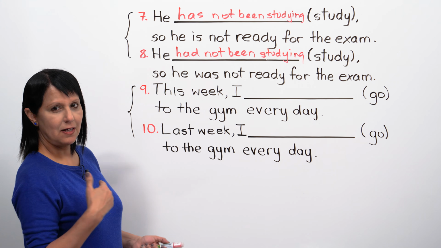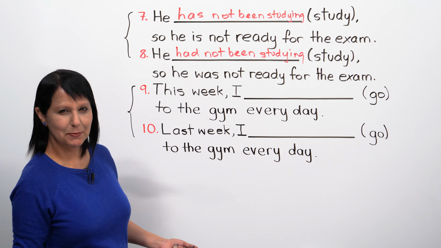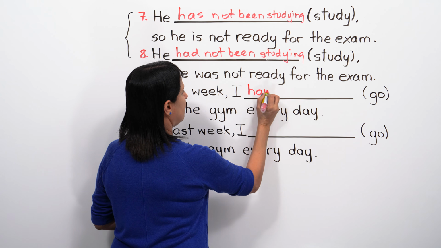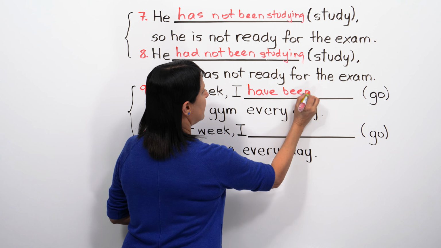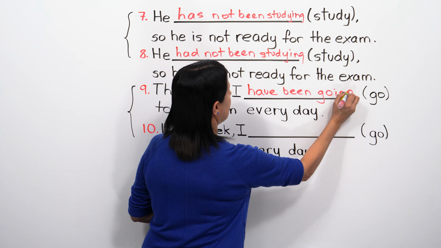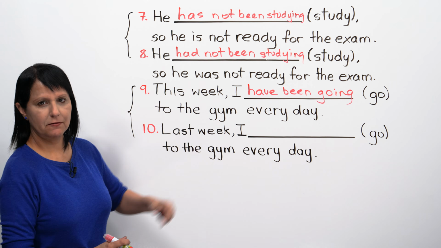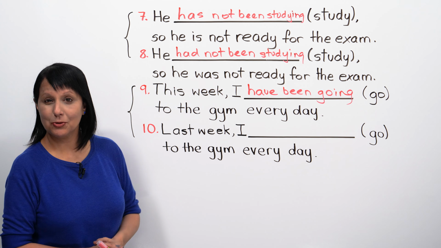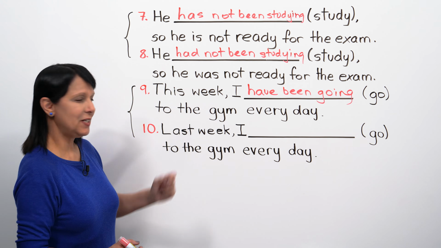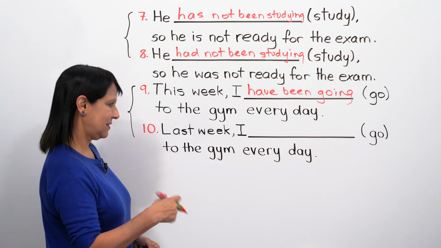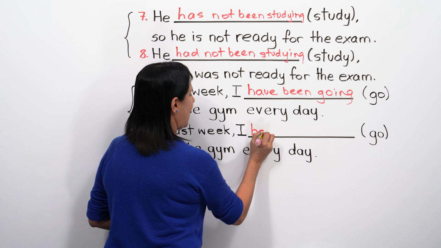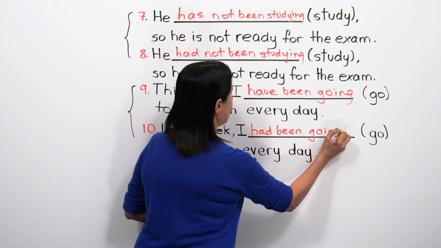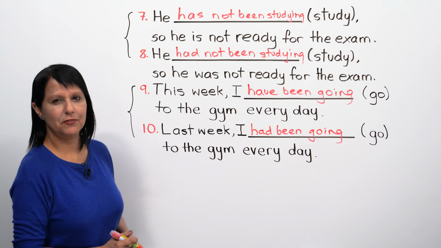This week, I've been really good. And what have I been doing? I have been going to the gym every day. Excellent. Last week was also good. Last week, what will it be? Had been going to the gym every day.